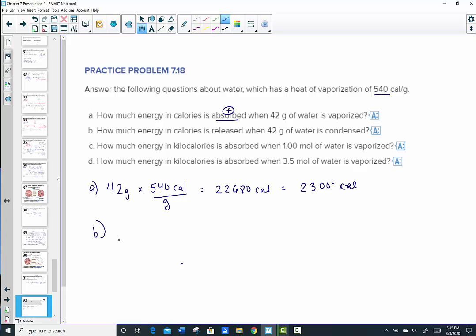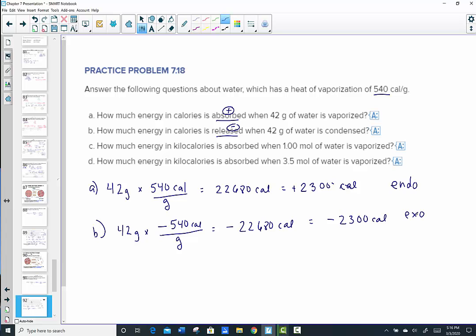How about B? This is being released, so negative. Same amount of energy, it's just the opposite process. So just to clarify, all that does is change the sign on your conversion factor. Heat is being released, so you end up with negative 22680 calories to represent exothermic. So I'll just take that as negative 2300 calories. Remember, endo is positive, exo is negative for heat releasing.